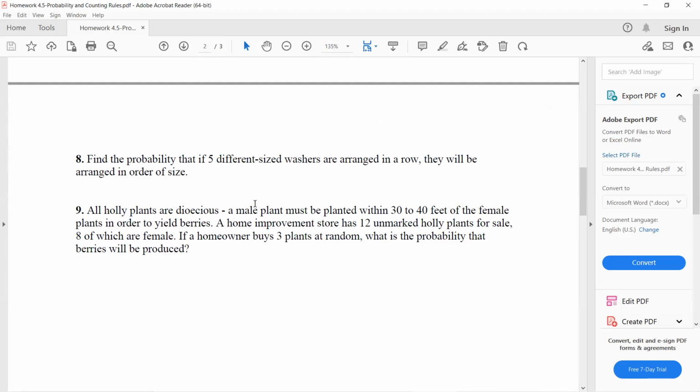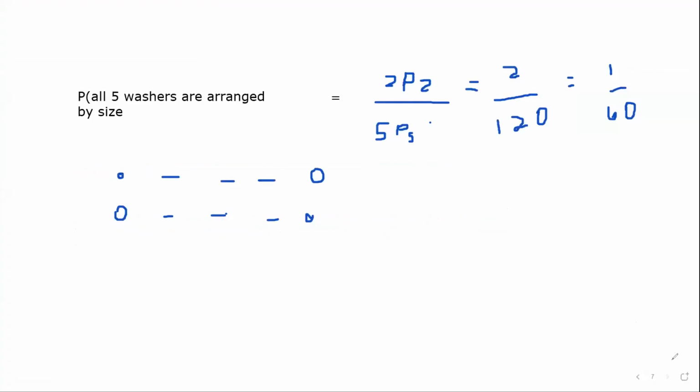All holly plants are dioecious. A male plant must be planted within 30 to 40 feet of the female plants in order to yield berries. Okay, so you have to have males and females in order to spread. A home improvement store has 12 unmarked holly plants for sale, 8 of which are female. Okay, so again, we're back to our 2 groups deal. Now, these are unmarked, so we don't know what we're buying.